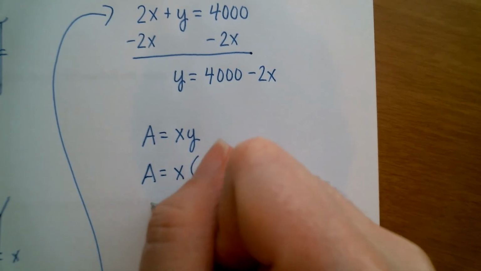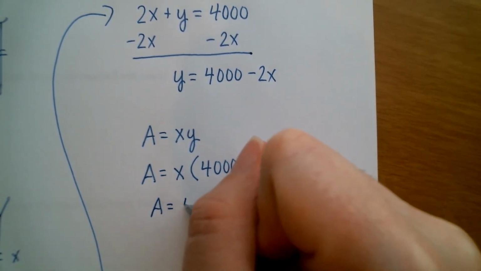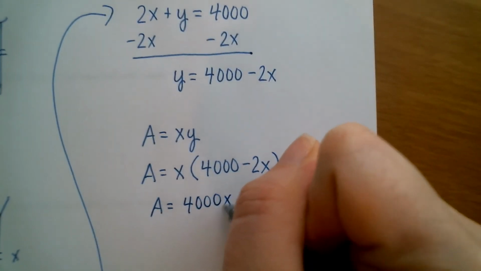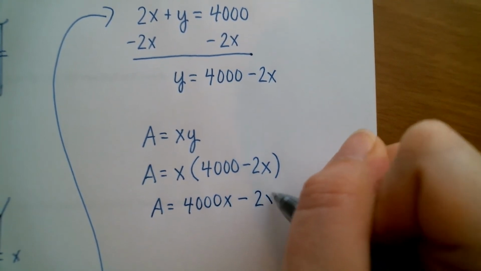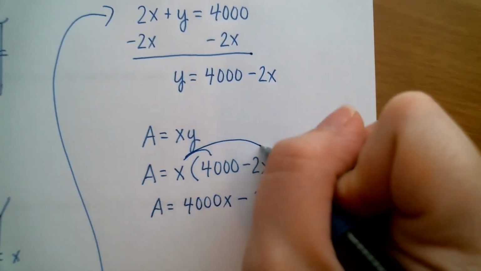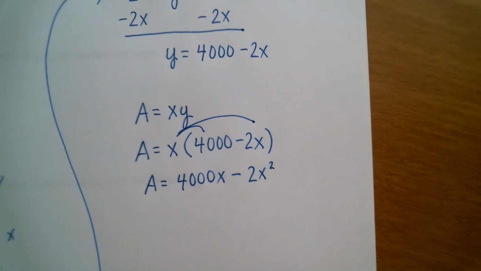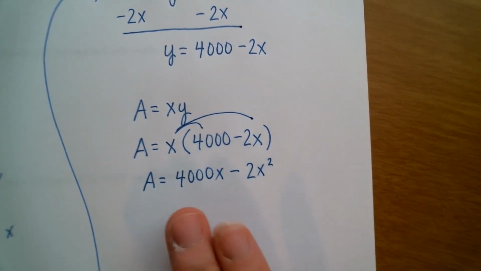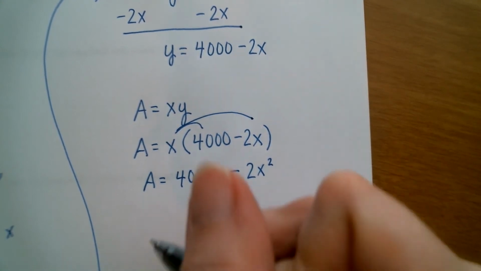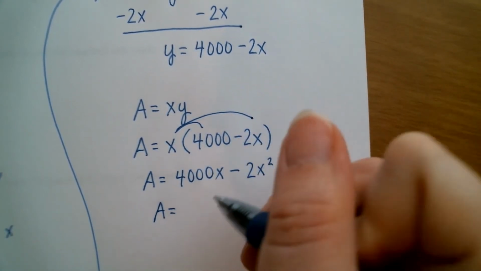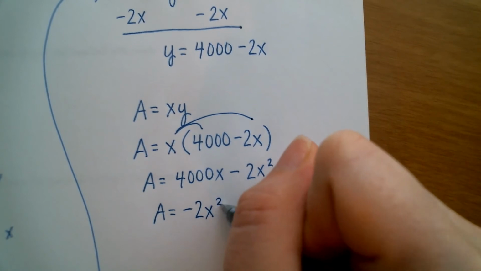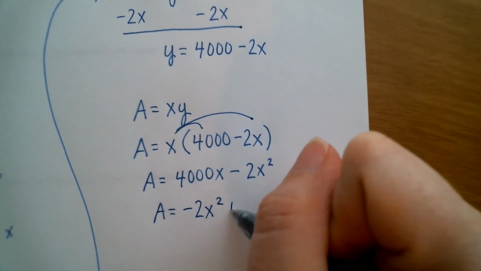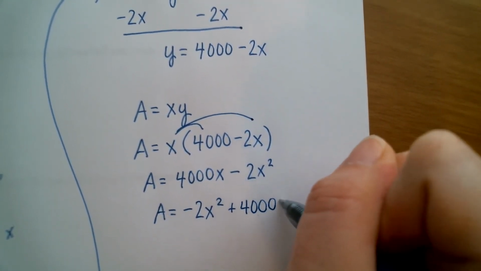So I'm going to distribute. I'm going to get 4,000x minus 2x squared. Then I'm going to reorder it, putting it in descending powers of x. So just reordering here, this is going to be negative 2x squared plus, because that's a positive term, 4,000x.